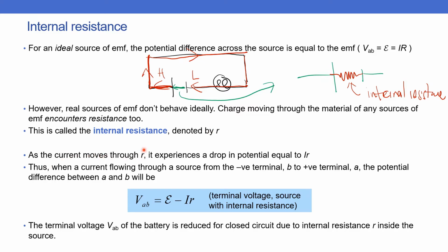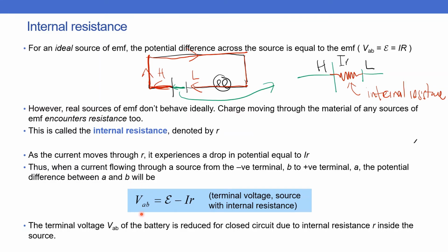As the current moves through internal resistance r, it experiences a drop in potential equal to Ir. As we know, V equals IR. So whenever this current moves from this lower potential area to this higher potential area, it will also experience a drop of potential, and that drop of potential will be equivalent to I times small r. Thus, when the current flows through a source from the negative terminal to the positive terminal, the potential difference between A and B will be VAB is equal to EMF minus Ir.